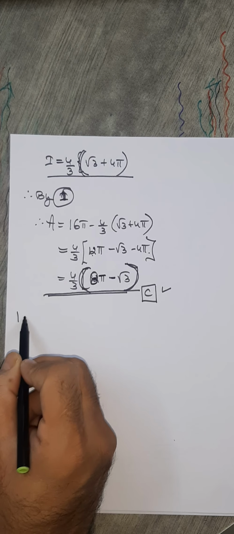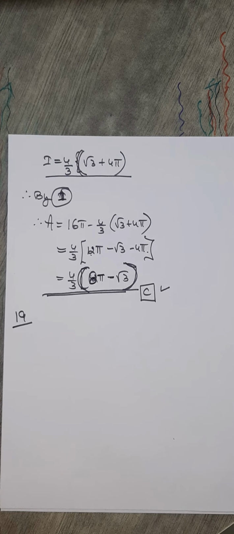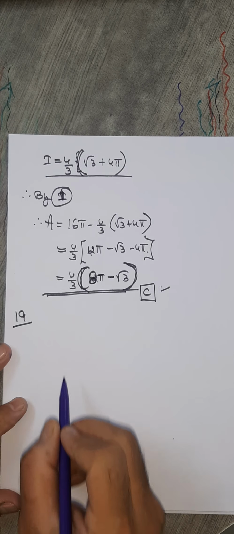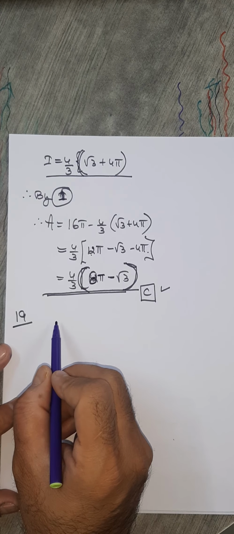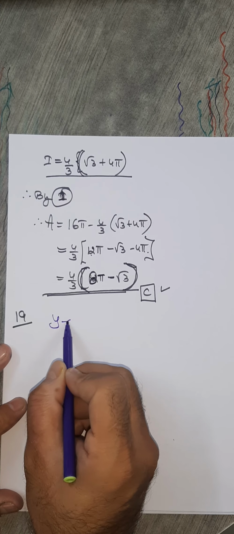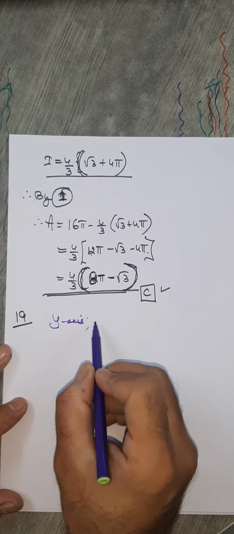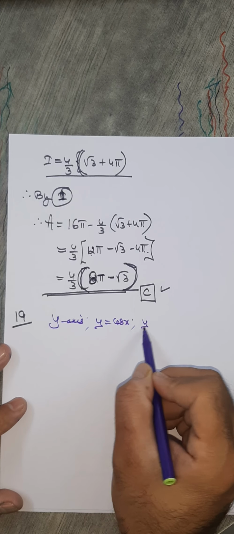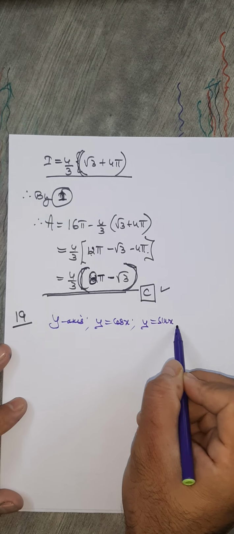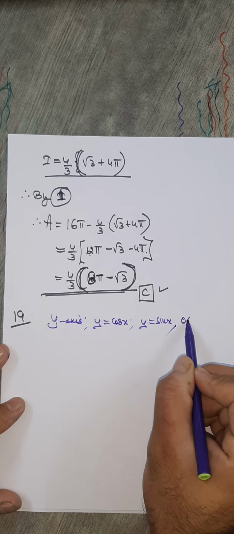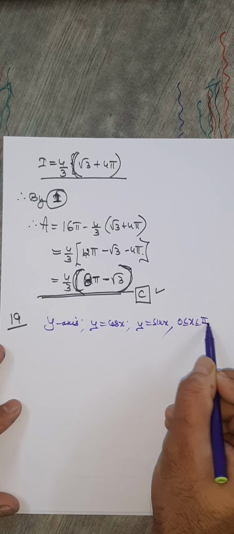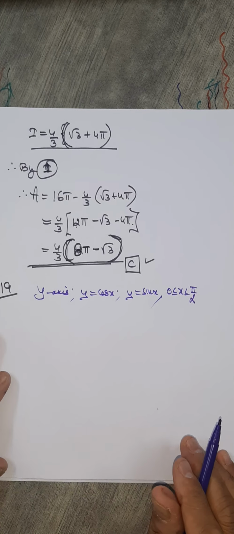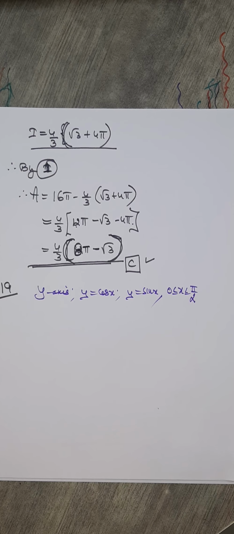Okay, question number 19, last MCQ here. So there you are asked the area bounded by the y-axis, y equals cos x, y equals sin x from 0 to pi by 2, remember. Okay, so let me draw the graph here. You will realize which area you are asked.